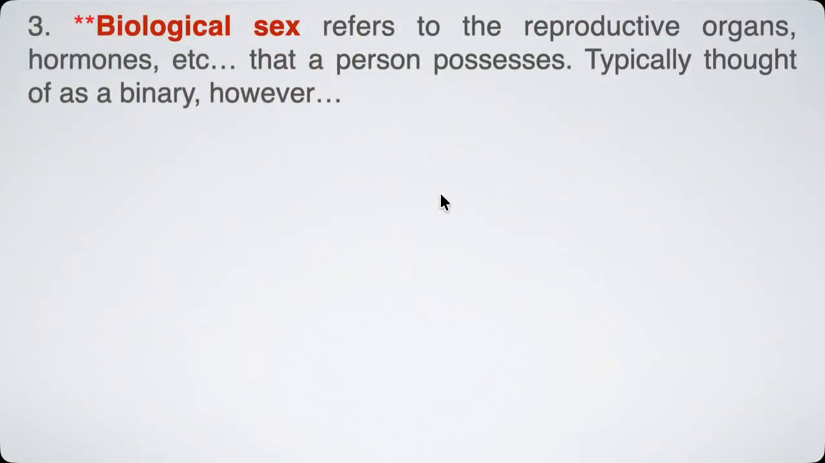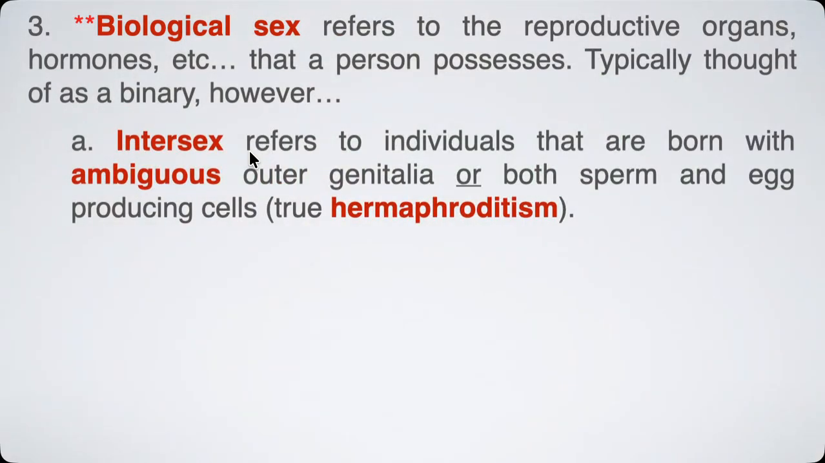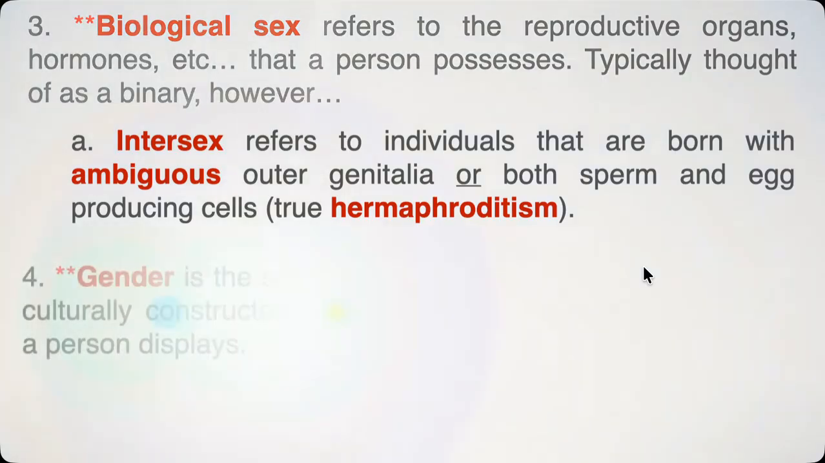Okay. Now, in this unit, we are purely talking about biological sex. That is literally it. Biological sex refers to the reproductive organs and the hormones that a person has. It's typically thought of as binary. However, it is not binary. There are intersex individuals. Intersex individuals are individuals that are born with ambiguous outer genitalia and parts. Or they could have both sperm producing and egg producing cells, which technically is called true hermaphroditism if they can produce both. But again, it's just way more complicated.